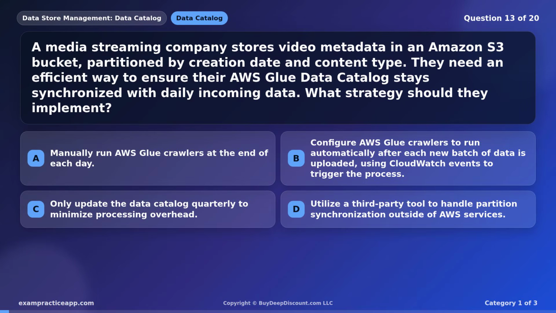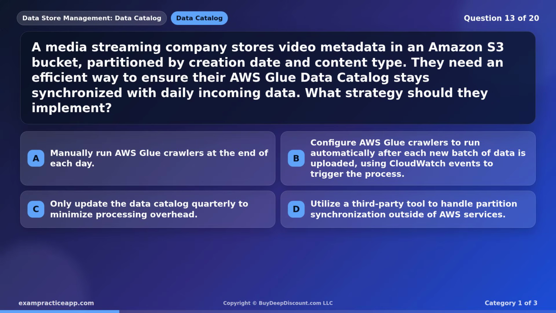Question 13. A media streaming company stores video metadata in an Amazon S3 bucket, partitioned by creation date and content type. They need an efficient way to ensure their AWS Glue data catalog stays synchronized with daily incoming data. What strategy should they implement?